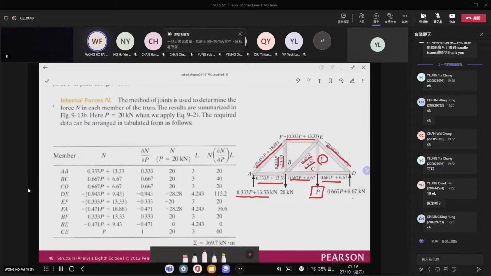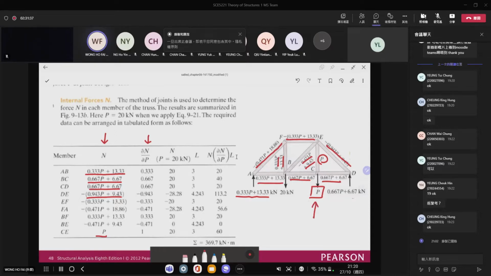How can you do that? You just use the method of joints. Then you can find all the member forces, and you can find P inside each of the member forces. So if you put all the expressions in this table, you can see that for the first one, second one, third one, fourth one, and then up to the final one, all of them are in terms of P. Then you can take the partial derivative with respect to P. As I mentioned, for a constant, it is equal to 0, and for P, you just take it away. So you have 0.33, 0.667, 0.667, etc.